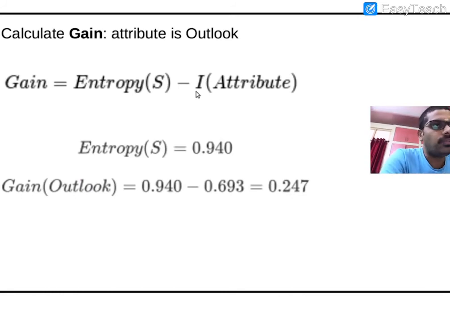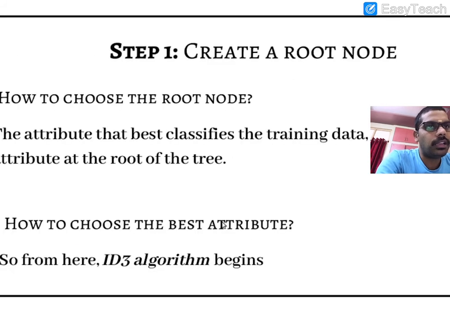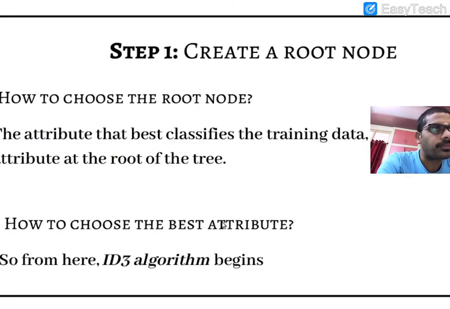In the same way, what are the remaining attributes? If you consider the data set, we completed only outlook. The same procedure needs to be followed for temperature, humidity, and windy. See there.